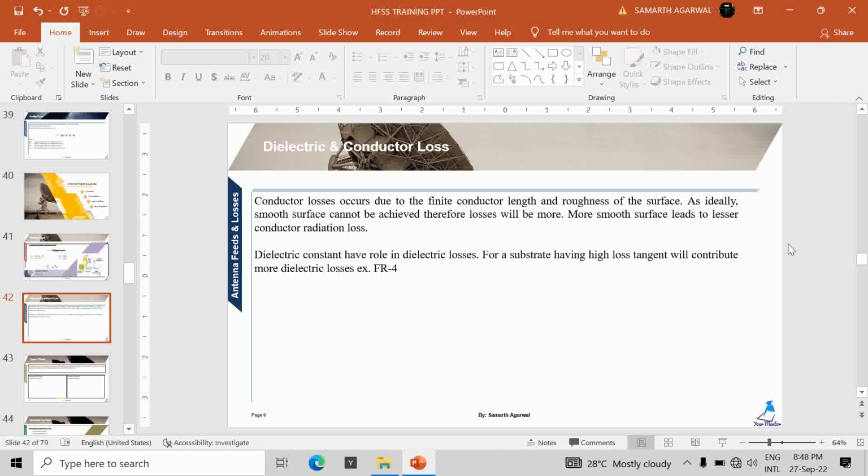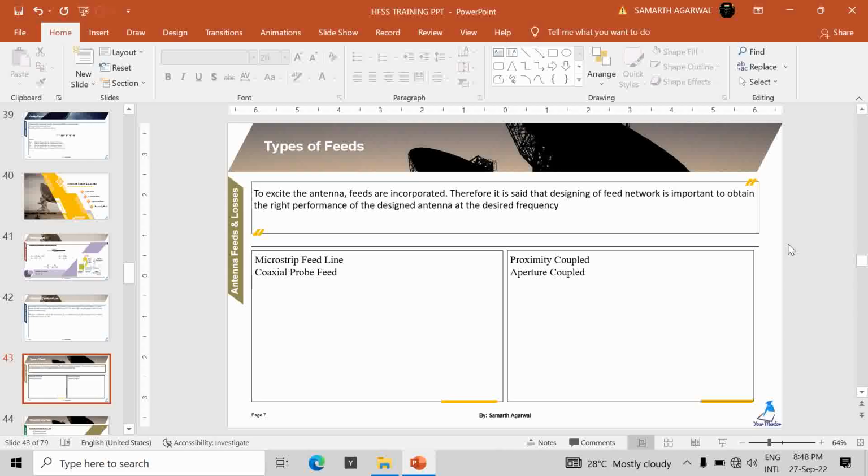Okay, now I'll start with the types of feeds. As I've already discussed, to excite the antenna, feeds are incorporated. Therefore, it is said that designing a feed network is important to obtain the right performance of the desired antenna at the desired frequency. These feeds are also divided into two broad categories, which are contacting and non-contacting methods.